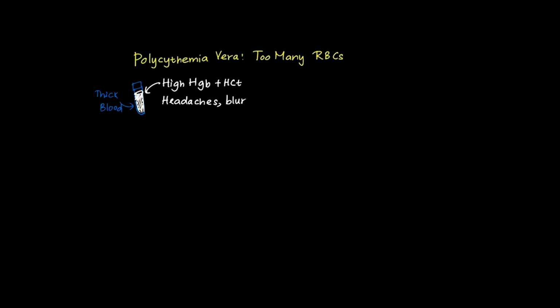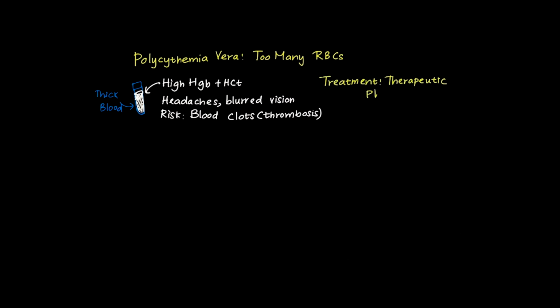Polycythemia vera, too many red blood cells. The patient has elevated hemoglobin and hematocrit, headaches and blurred vision. Their blood is thick like sludge, and the risk of blood clots is through the roof. The treatment is therapeutic phlebotomy, literally removing blood from the body to thin it out. You're draining off the excess red cells to reduce viscosity and lower clot risk.